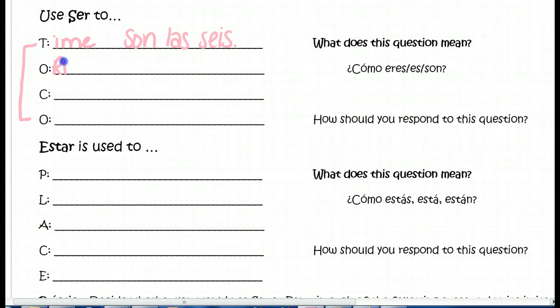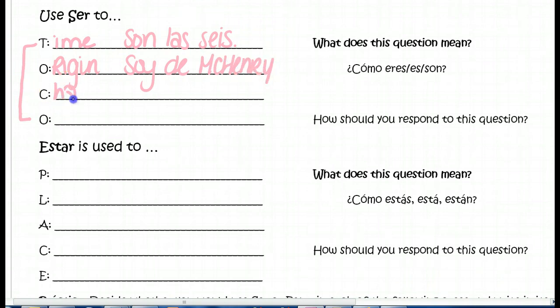We use it to tell the origin of something. So again, you've learned this. In the question, ¿de dónde eres?, we have eres, that's a form of ser. We might say something like, soy de McHenry.